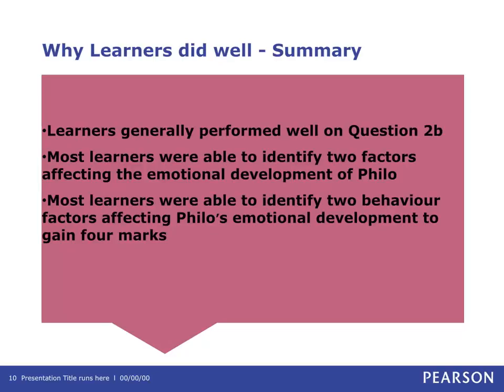In summary, therefore, learners generally performed well on Question 2B. Most learners were able to identify 2 factors affecting the emotional development of Philo. Most learners were able to identify 2 factors to gain 4 marks.